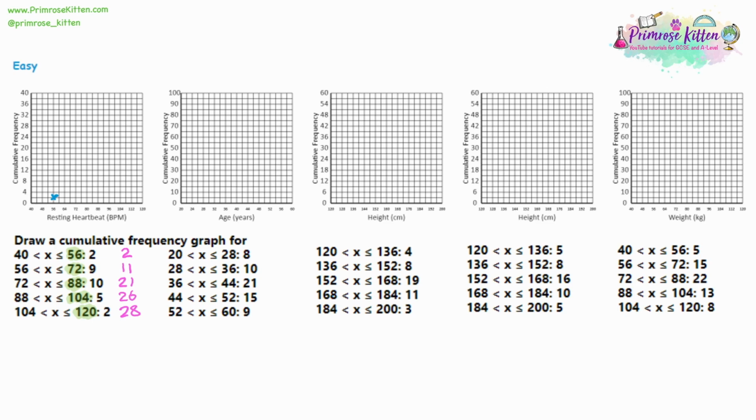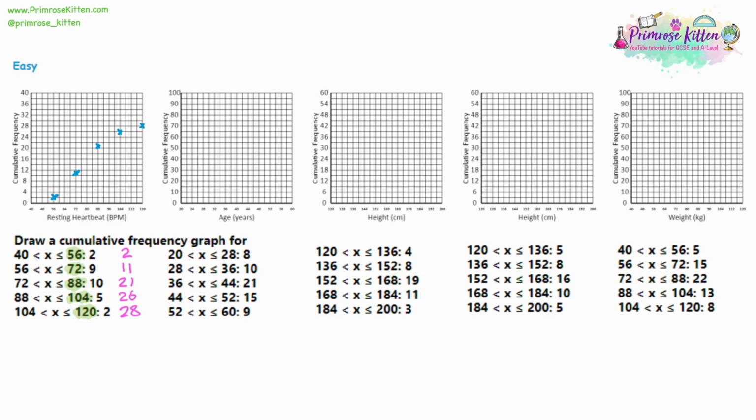So when we're plotting these coordinates, at 72, we're going to plot 11. Now that's going to be in between 10 and 11. Then at 88, we're going to plot 21. And because it's a running total, what you're going to see is that the values keep going up and up and up. Next, we're going to plot at 104. We're going to plot 26, and finally at 120 we're going to plot 28.